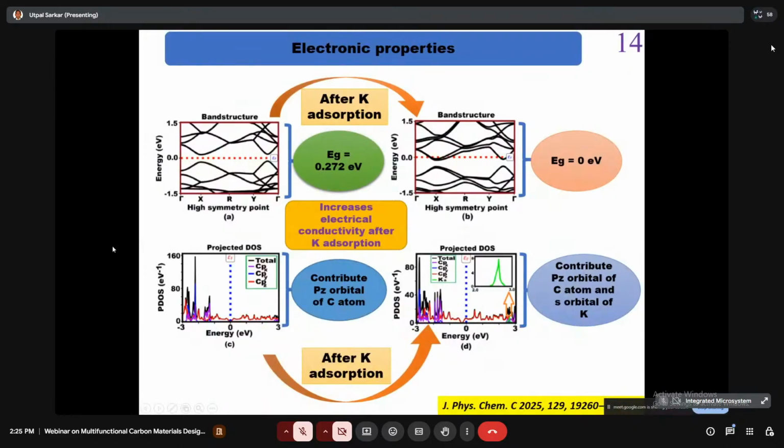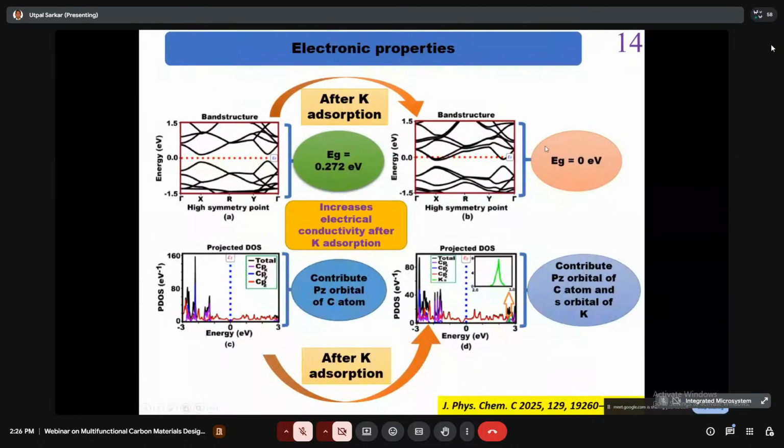Now, after absorbing potassium, what is the band structure of the system? Initially, this is the band structure of naphthalene. You see there is a clear band gap available. The band gap is 0.272 electron volt, located at this X point. However, after absorbing one potassium ion, this is the band structure, and you see these two bands are now crossing the Fermi level. So the system is now metallic.